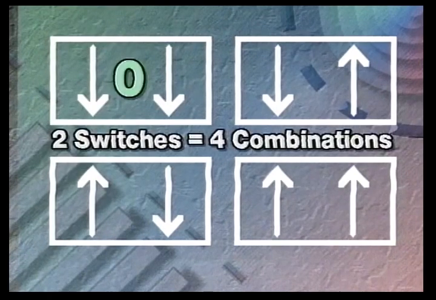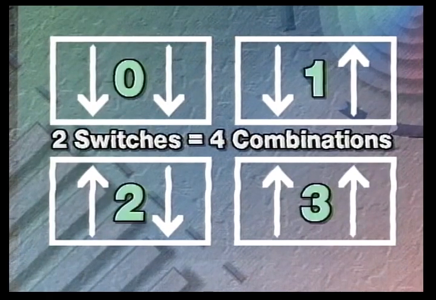I just do it by numbering them. This is condition 0, this is condition 1, 2, and 3. I mean, that's how I do it. They're all different conditions, so they all have different numbers, 0, 1, 2, and 3. So that's kind of the technology expanding.